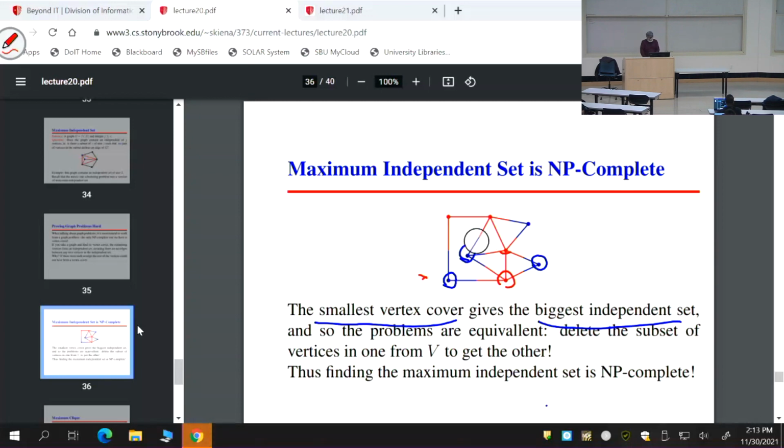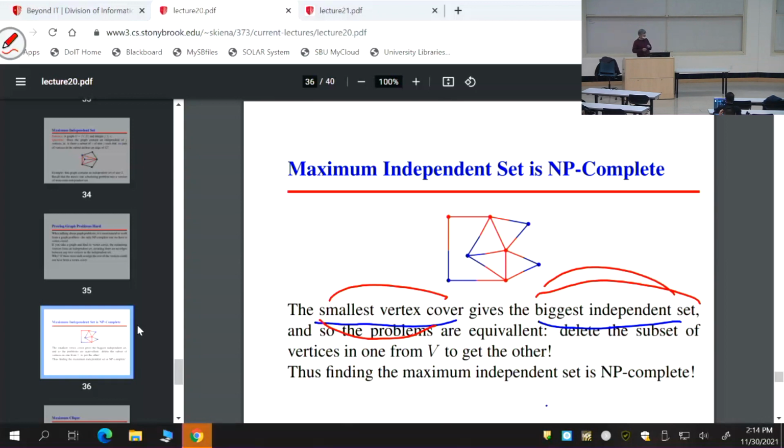Now, is it hard to find an independent set of a graph? It's easy. Boom. There's an independent set, right? Is it hard to find a vertex cover of a graph? No. Boom, boom, boom. I got a cover. But my claim is that the biggest independent set, the leftovers will be the smallest cover, and the smallest cover, the leftovers will be the biggest independent set.